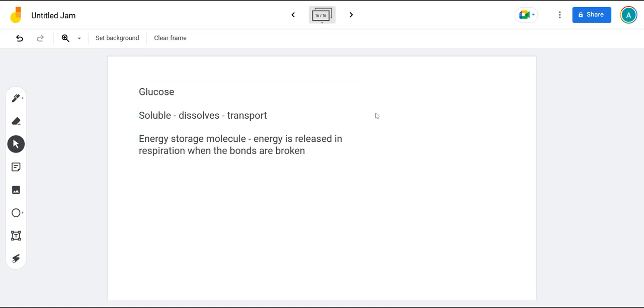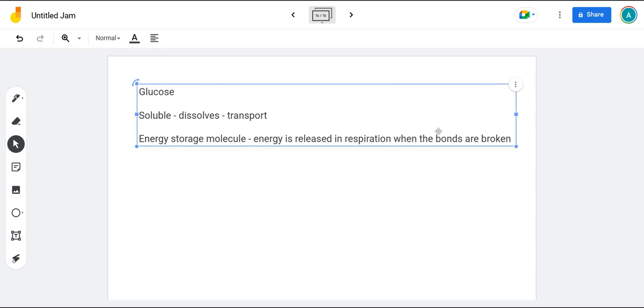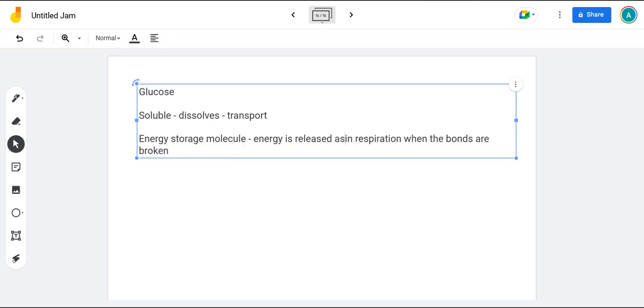Okay, and when we say energy is released, we know that when we get to A level, we start talking about energy being stored in ATP molecules. So the energy is released as ATP in respiration. You could say ATP molecules. Respiration when the bonds are broken.